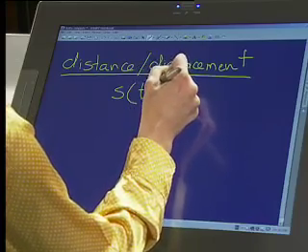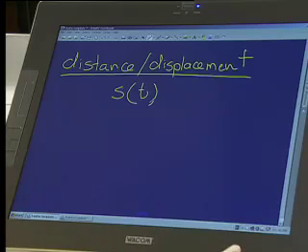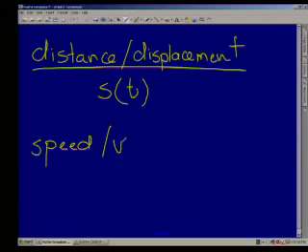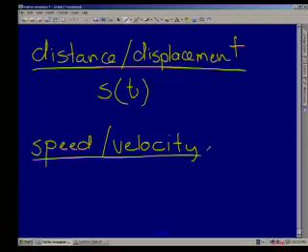Right. Now, if I get the derivative of my distance or displacement equation, then that equation will give me an equation that describes the velocity or the speed at any given point. So now I'm going to write speed or velocity, and speed or velocity is then the derivative of my distance or displacement equation, and the speed or the velocity equation we usually call v of t.